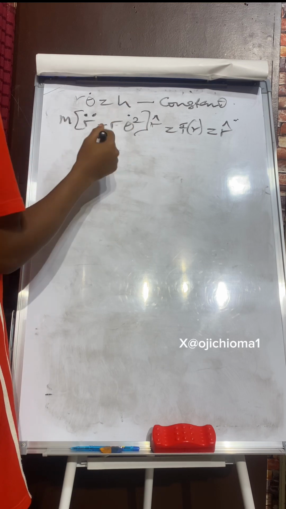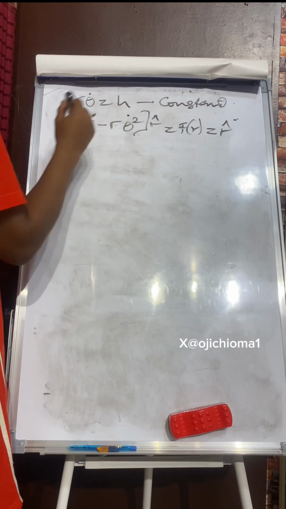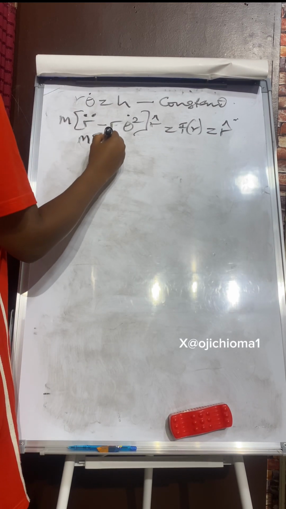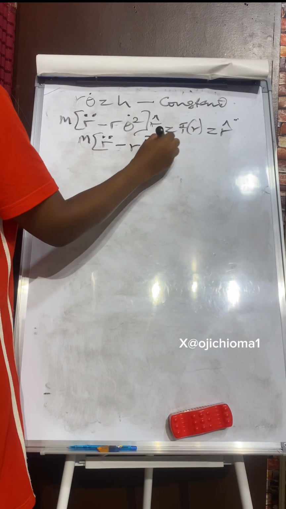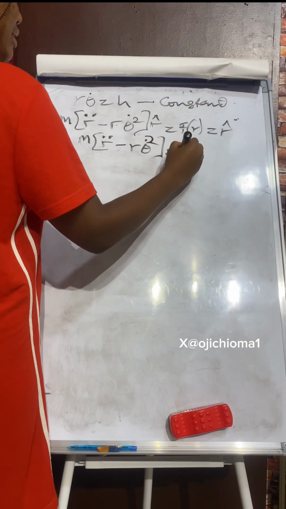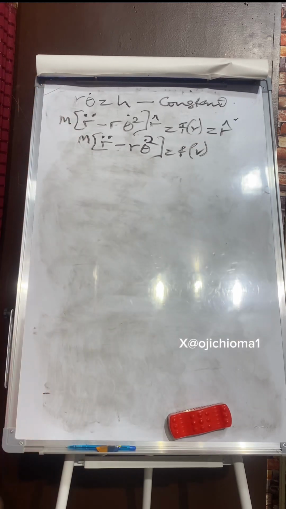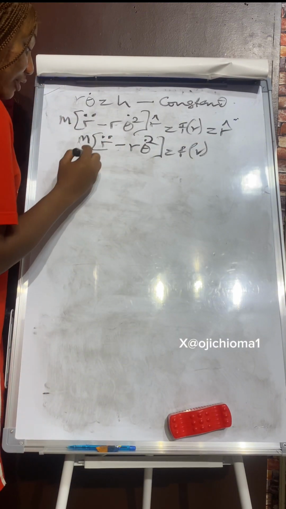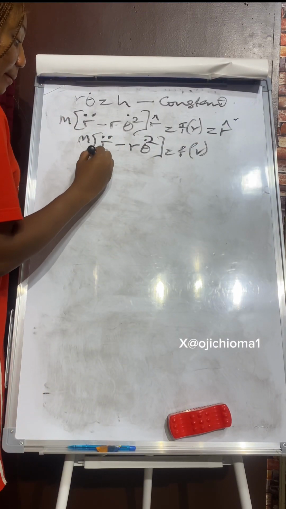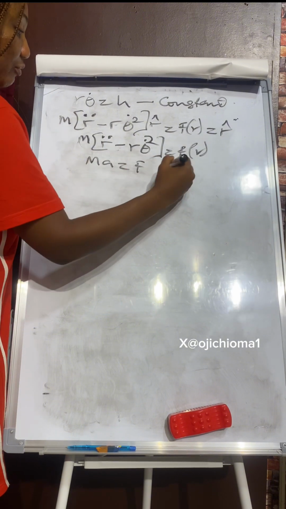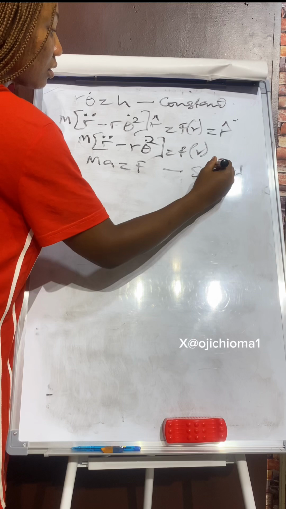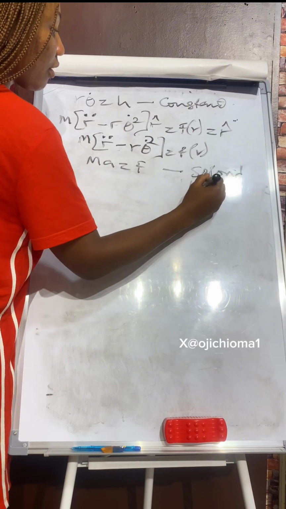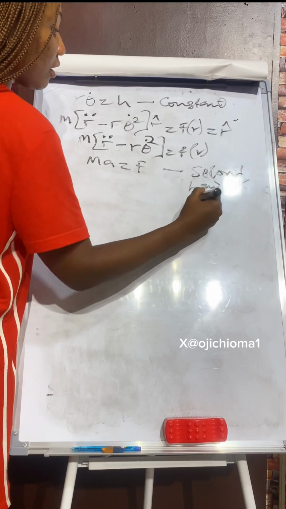When we're analyzing them, we don't take them individually. You have m times (r double dot minus r theta dot squared) equal to f of r. Now you see that it's making sense. This equation looks like this: ma equals f, which is what? The second law of Newton.